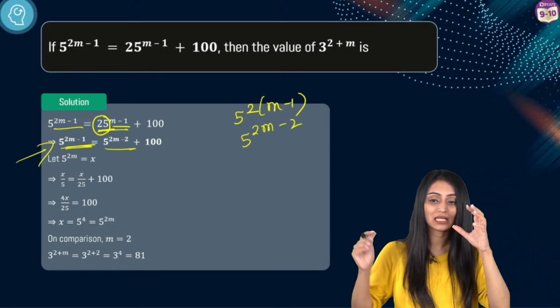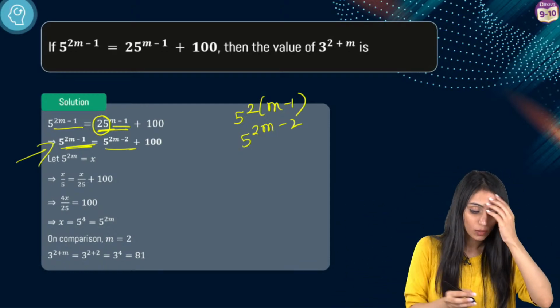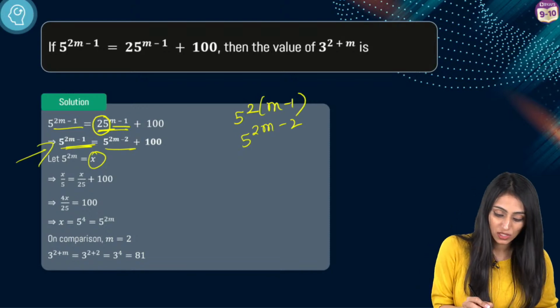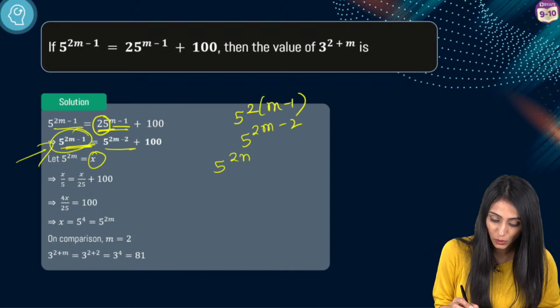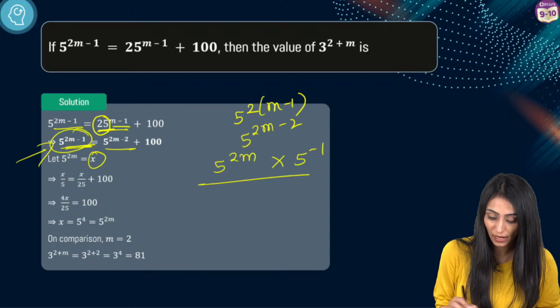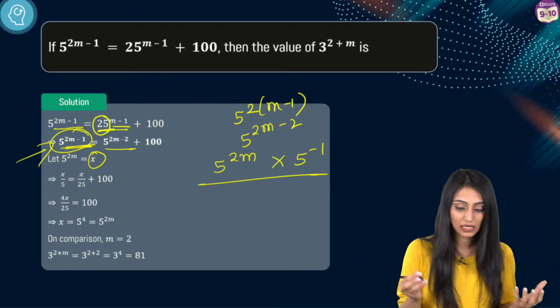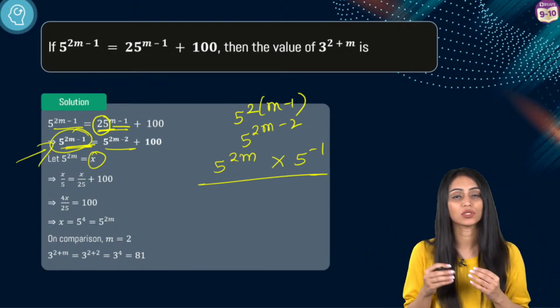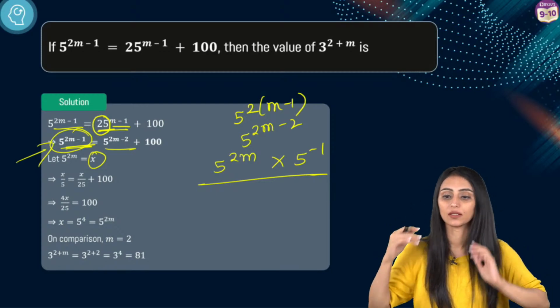Now in both these sides we have 5 to the power 2m. So I'm assuming that as x. So this could be written as 5 to the power 2m into 5 to the power minus 1. If you simplify this, again you would come to this 5 to the power 2m minus 1.